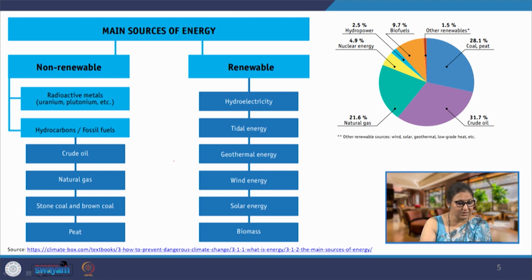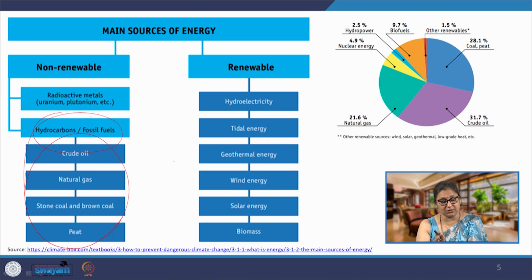time. When we say non-renewable, we are looking at radioactive materials, but the predominant non-renewable source of energy that the world at large is currently using is the hydrocarbons or fossil fuels. We extract these carbon-rich fossil fuels from underground and then burn them, combusting them to produce heat, which is in turn used to produce electricity. This is the whole cycle, and we are looking largely at hydrocarbons and fossil fuels.